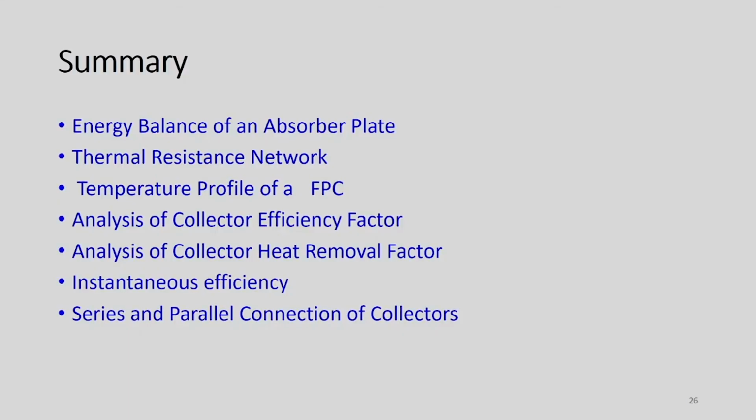So, let us summarize what we have discussed today. We discussed energy balance of an absorber plate, then thermal resistance network, then temperature profile of a FPC. So, what happens in the x direction and y direction. If we consider two tubes, its variation will be something like this. Here heat is carried by the fluid, so there is no rise in temperature, but in between this rise will be there, and also we have studied how heat is conducted to this tube through conduction as well as the amount of heat received from the solar flux.